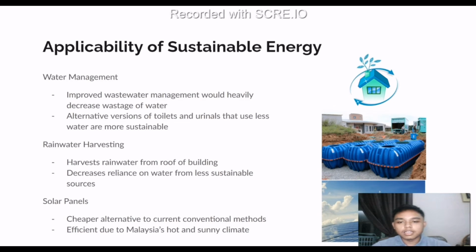For water management, improved wastewater management would heavily decrease the wastage of water. To do that for this project, we could use alternative versions of toilets and urinals that, instead of using water to flush away excrement, use suction and vacuum, thus reducing the use of water. For rainwater harvesting, since it harvests rainwater from the roofs of buildings, for this project it would decrease the reliance on water from less sustainable sources. Solar panels are a cheaper alternative to current conventional methods that use fossil fuels, and it would be efficient for this project due to Malaysia's hot and sunny weather.